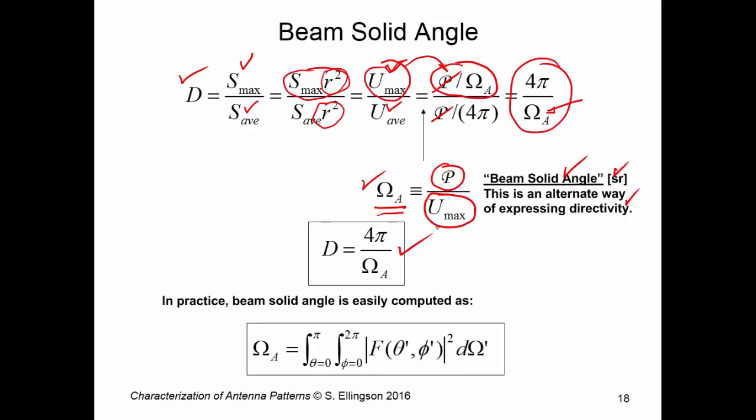Now, let me show you one way that we can exploit this. It turns out that you can quickly compute the beam solid angle as an integral over a sphere of the normalized power pattern. So if I know the normalized power pattern, I can simply integrate over solid angle, a sphere surrounding that source, and I immediately get the beam solid angle. And then from the beam solid angle, I can get the directivity. So this often provides a quicker, or more convenient, way of computing the directivity.